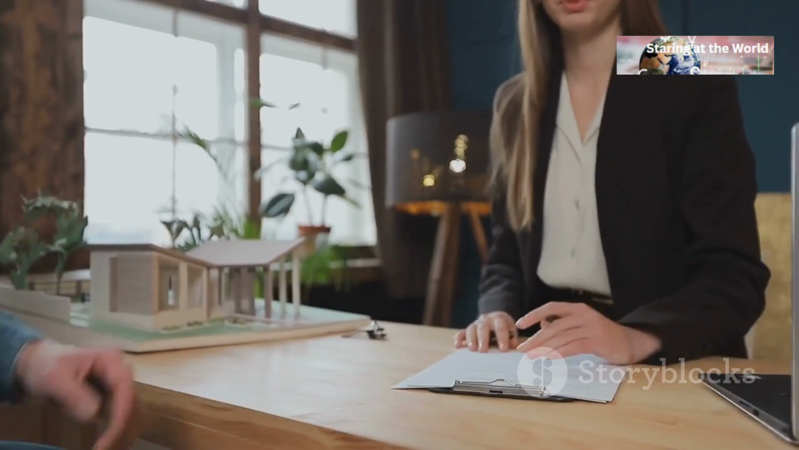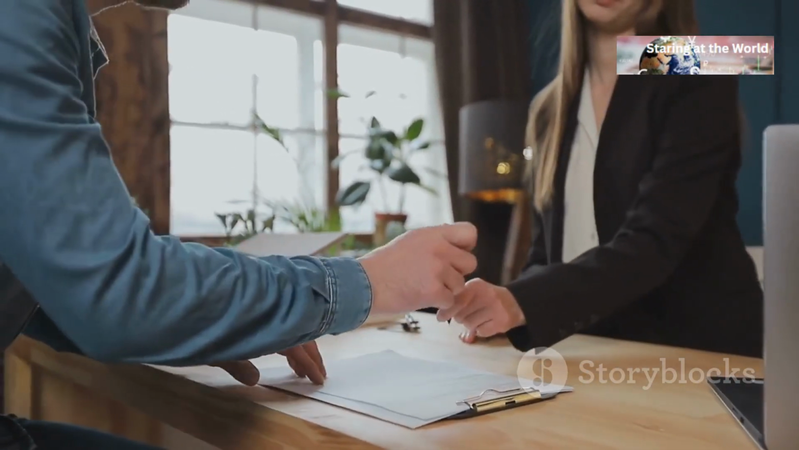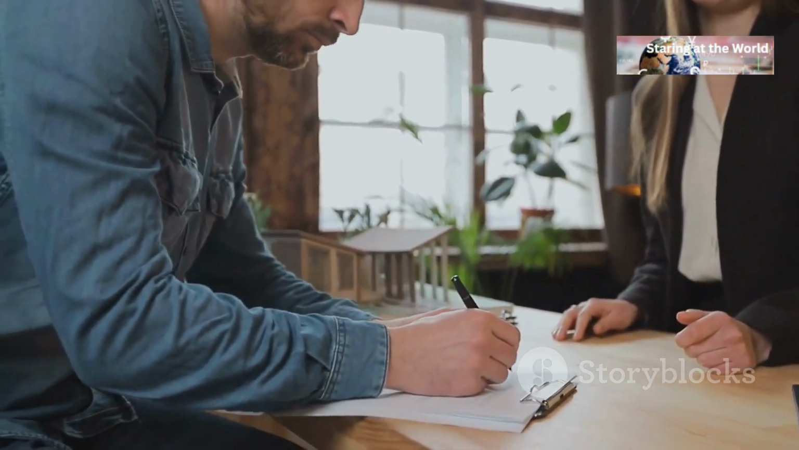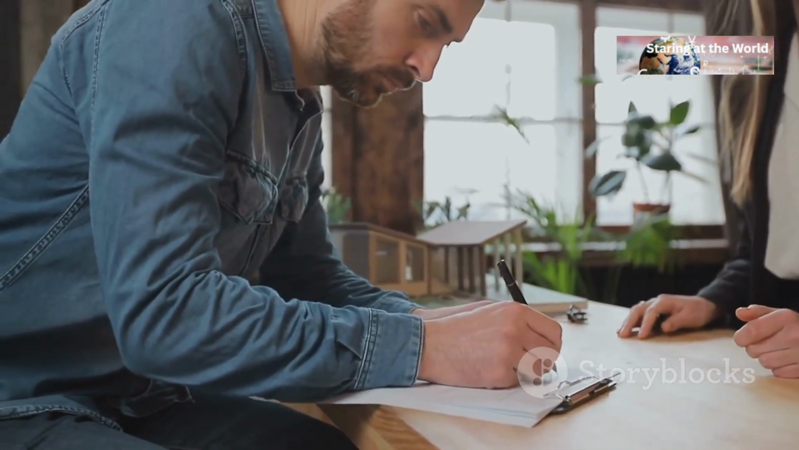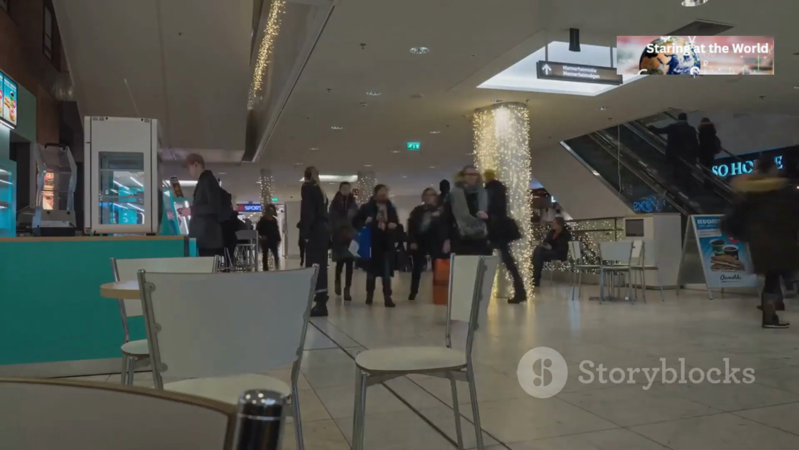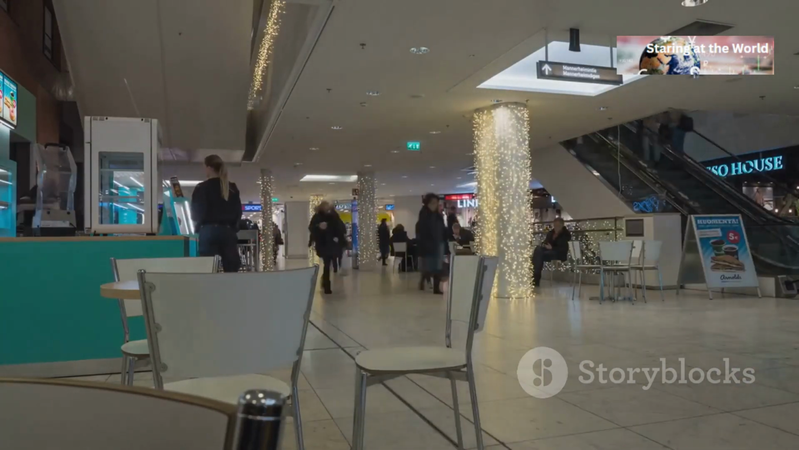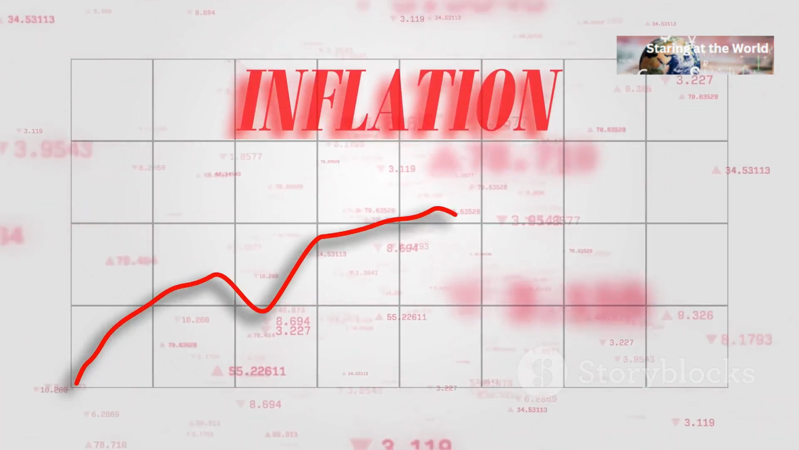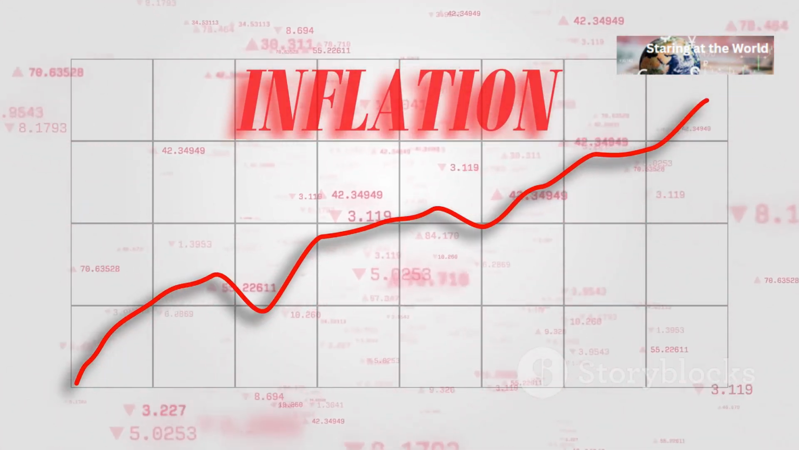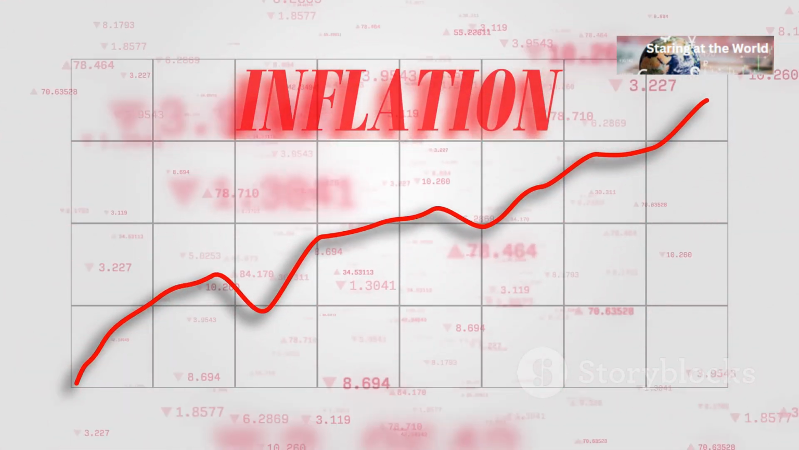By adjusting this rate, the Fed indirectly influences other interest rates in the economy, such as those for mortgages, car loans, and business loans. When the Fed lowers interest rates, it encourages borrowing and spending, thereby stimulating economic growth. Conversely, when it raises interest rates, it aims to curb inflation by slowing down borrowing and spending.